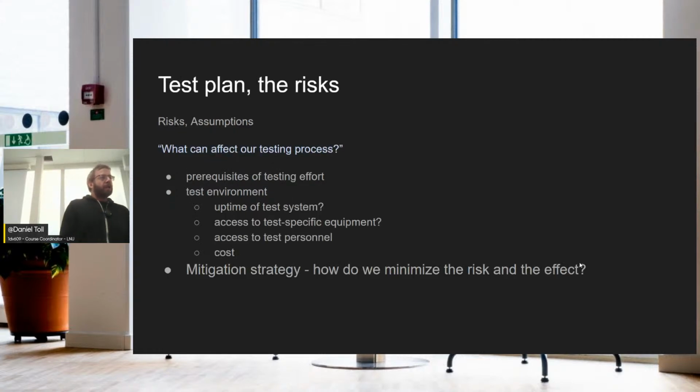In the plan, we should also include risks. So things might go wrong for different reasons, and we should be knowledgeable about those risks, and we should be knowledgeable about the different assumptions that we have made. So what can affect our testing process? There can be a lot of different things that we need in order to do testing. So in order to do testing here, I need access to this system, or I need access to these people, or I need this part of the system to be implemented before I can test that part and other parts.